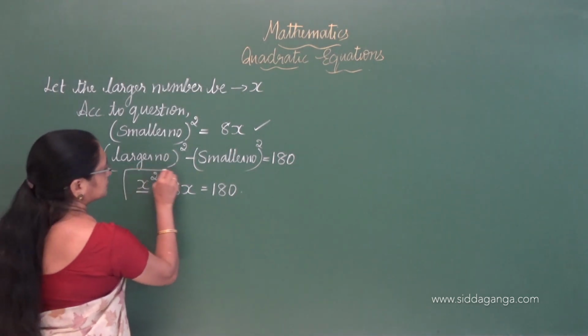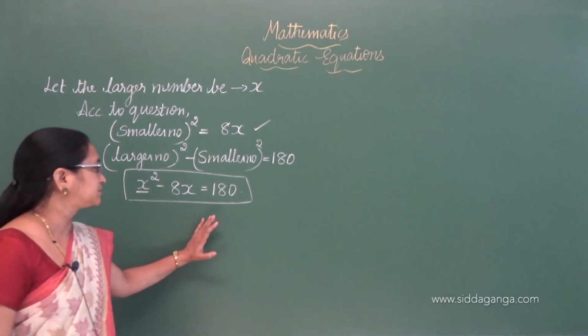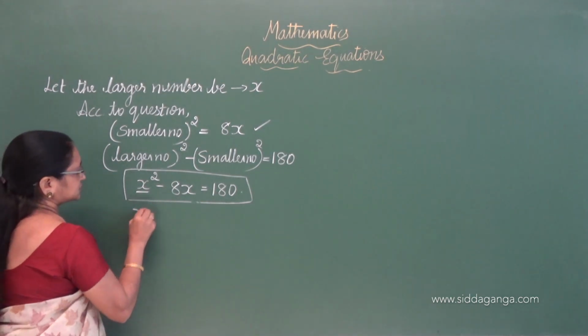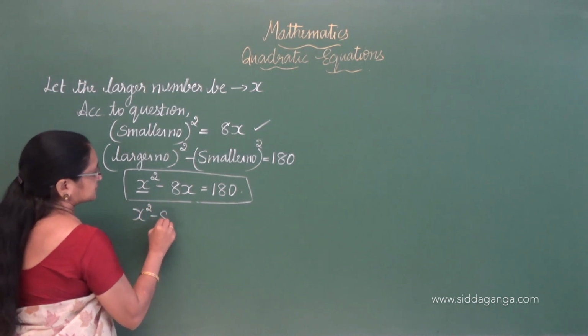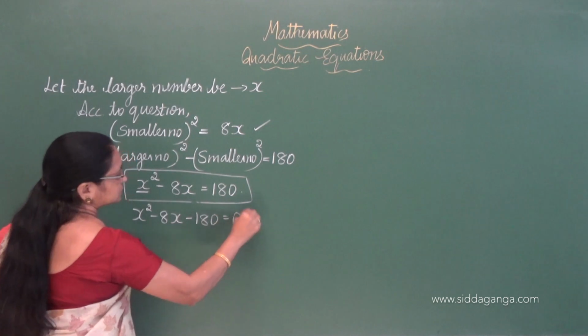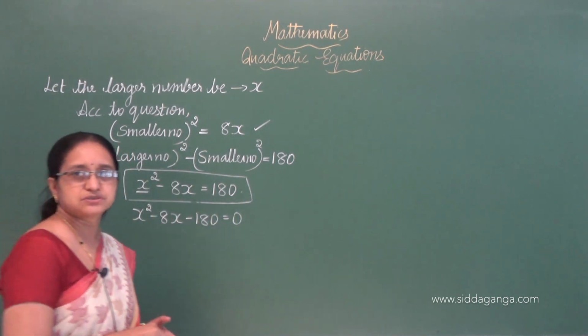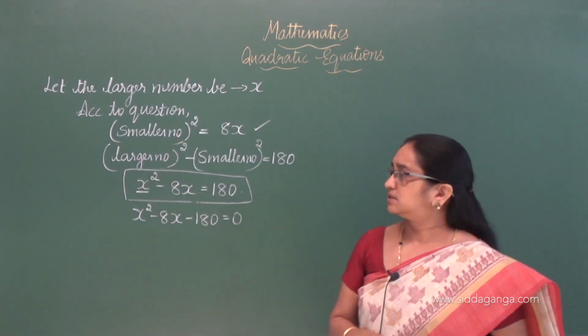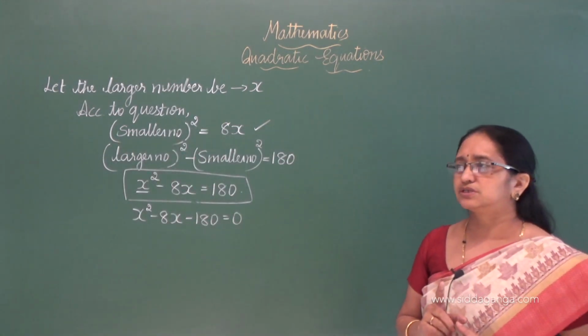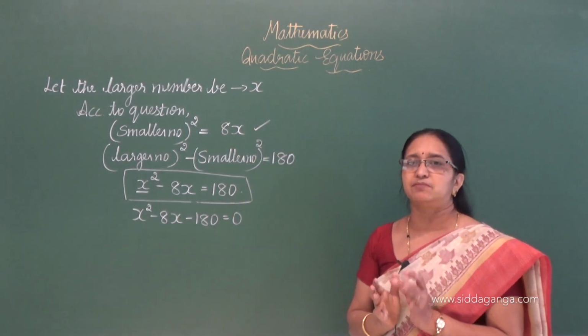Now you will get the equation. See here, this is x square minus 8x minus 180 is equal to 0. Now you got the quadratic equation: x square minus 8x minus 180 is equal to 0. I hope you understood this little different problem.